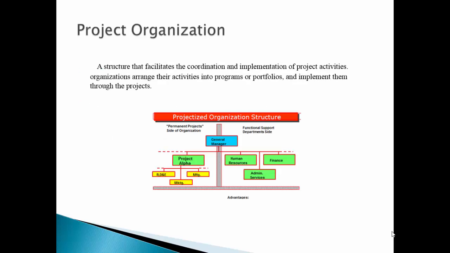Next is project organization structure. This is a structure that facilitates the coordination and implementation of project activities. Organizations arrange their activities into programs or portfolios and implement them throughout projects. The main reason for using this structure is to create an environment that fosters interactions among the team members with minimum amounts of disruptions, overlaps, and conflict. Here is the template of project structure, where there is a single project manager for each project to whom the employees of the project report. In this, the organization is divided according to the projects.